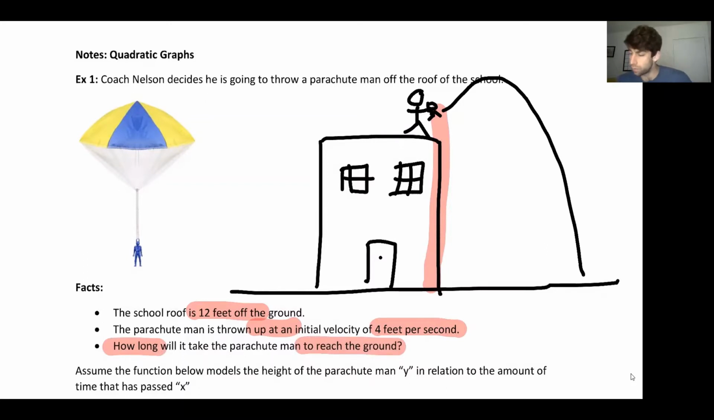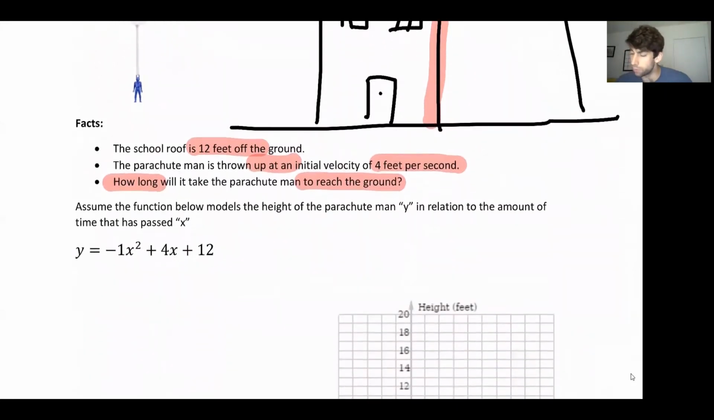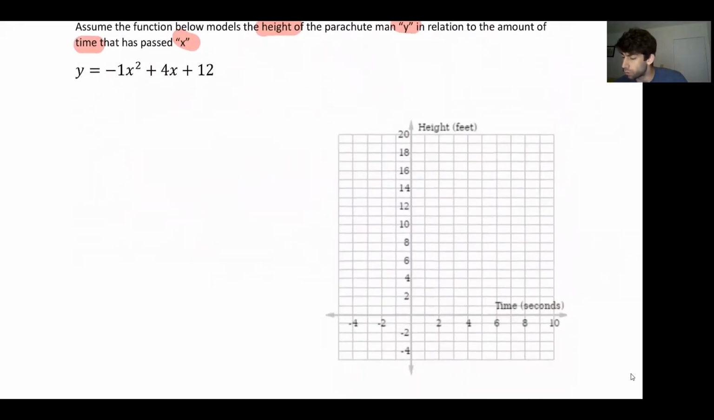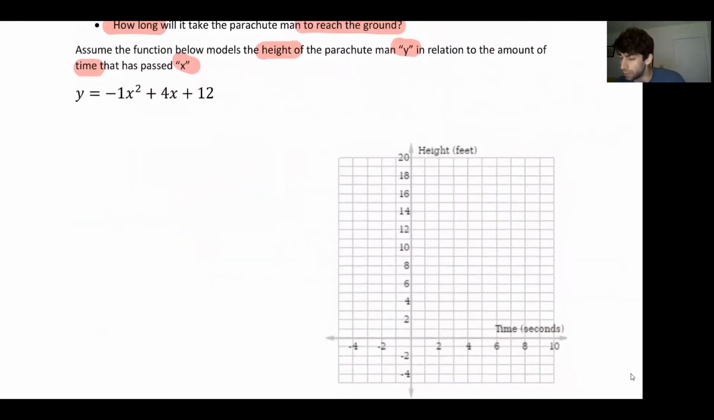All right, so it says assume the function below models the height of the parachute man y, so y is the height, in relation to the amount of time that has passed x. So x is time. So you see that our graph here has labeled those things accordingly. X is time and y is height.